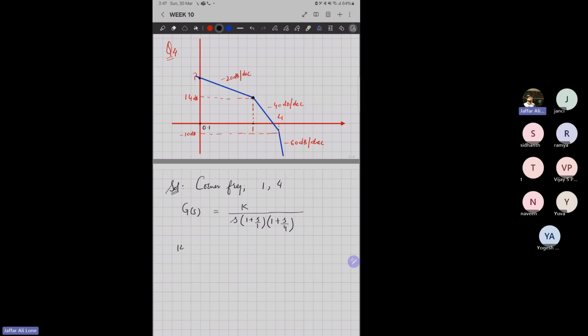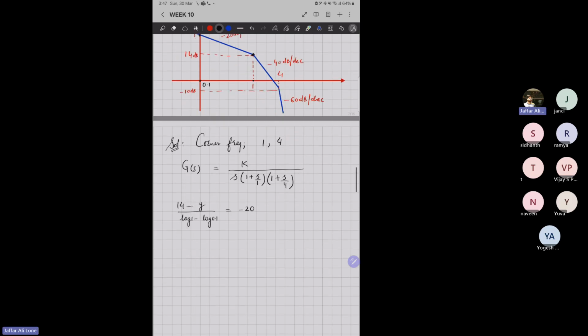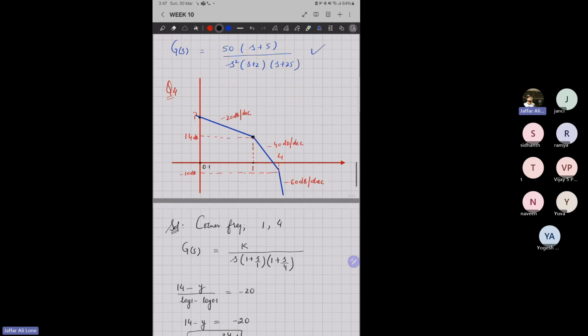So (14 minus y) divided by (log of 1 minus log of 0.1) is equal to minus 20, right? So log of 1 is 0, log of 0.1 is minus 1, this is plus 1. So you'll get 14 minus y is equal to minus 20, or y is equal to 34. So you got y as 34 dBs. So it means at this point, the magnitude is 34.